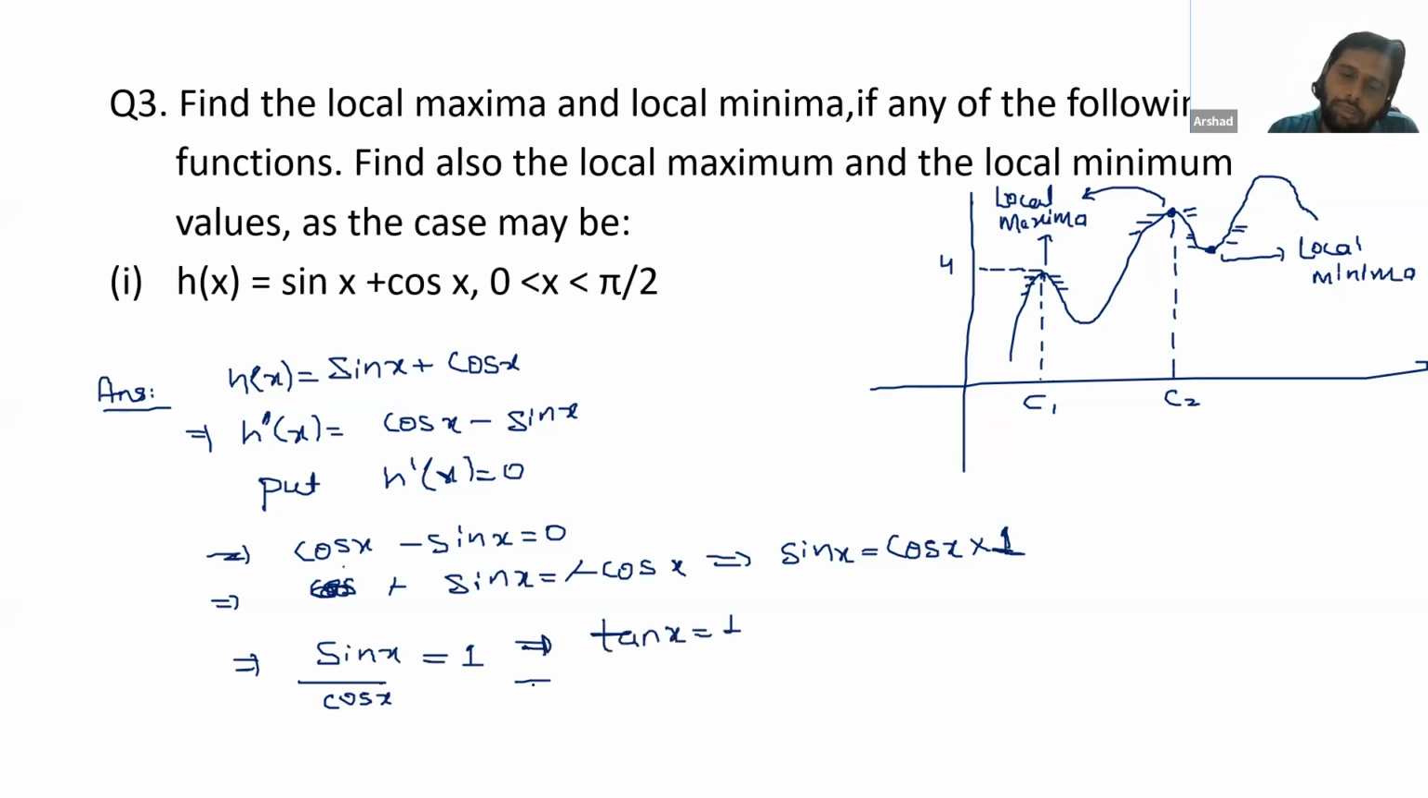Now, can you tell me for what angle tan gives 1? Tan 45 degrees? Yes, sir. Great. Please learn the standard angle values. So x we will get pi by 4.